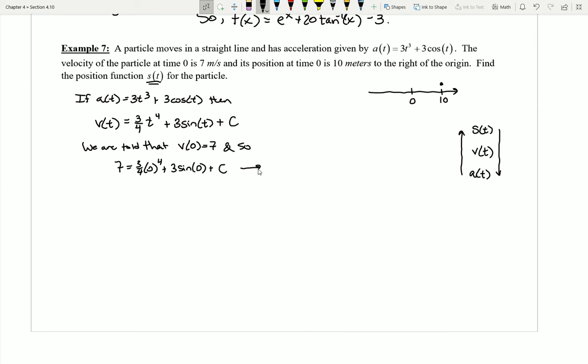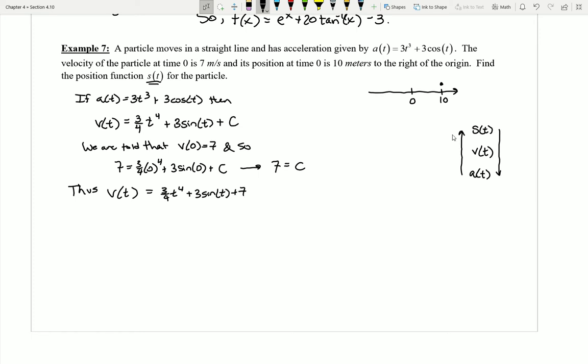So let's see what we come up with. What would this give me for the value of c? Well, obviously this first part here is going to be 0. Sine of 0 is going to be 0. So actually here I'm just going to be left with 7 is equal to c. And so thus, we could actually write our v of t as 3/4 t to the 4th plus 3 sine of t plus 7. So this is great.